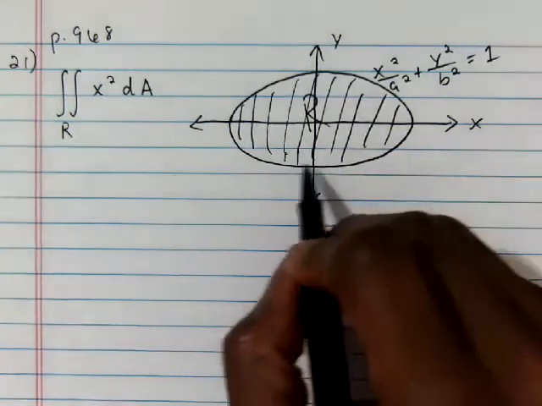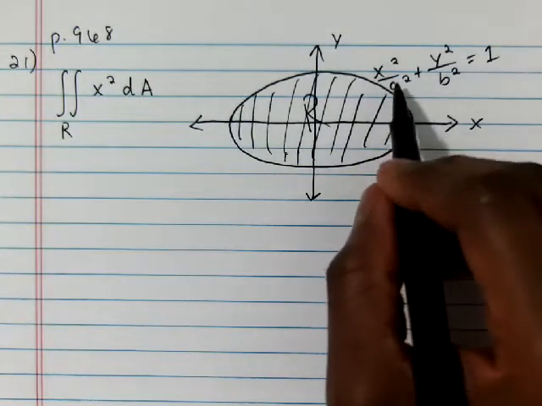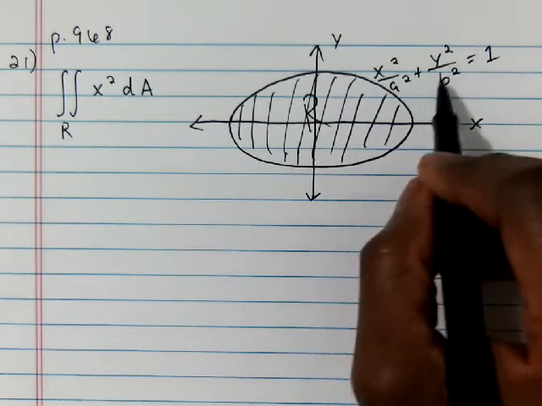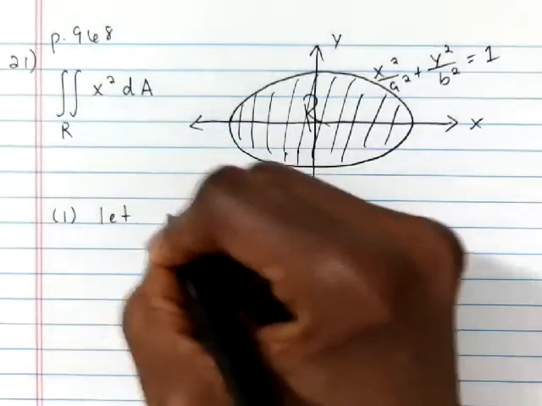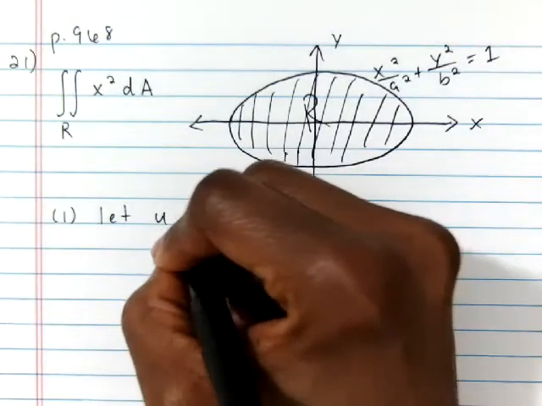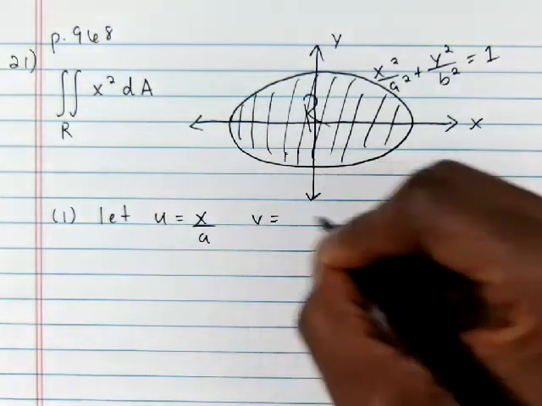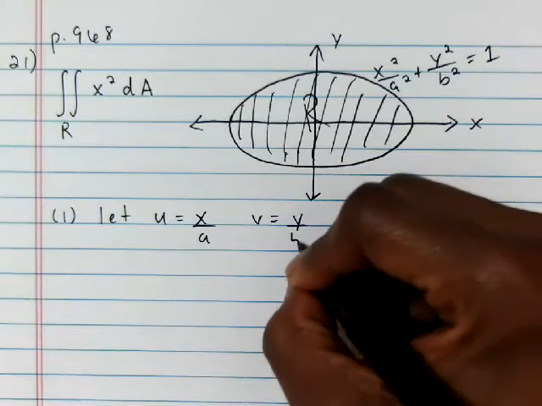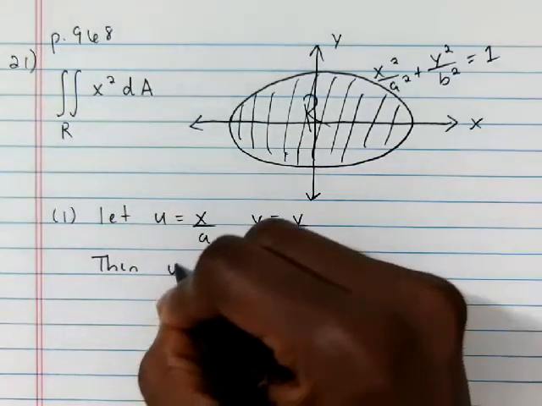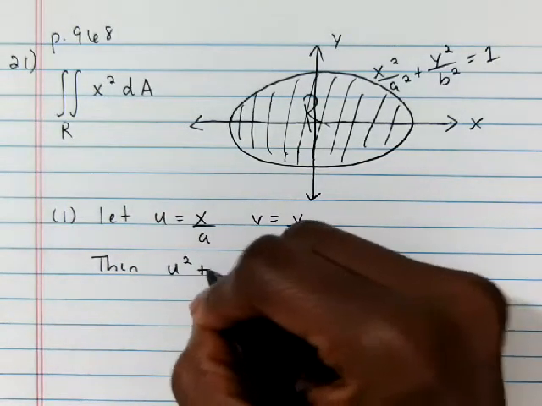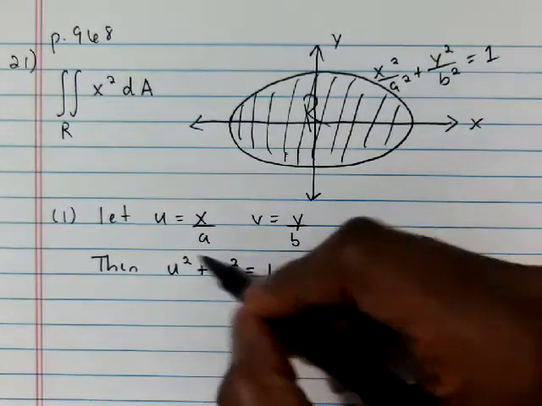So it's fairly easy to take this and transform that into a circle, because we have (x over a) squared plus (y over b) squared equals 1. So if we just let u be equal to x over a and v be equal to y over b, then we end up with u squared plus v squared equals 1. That's exactly what that says with this transformation.